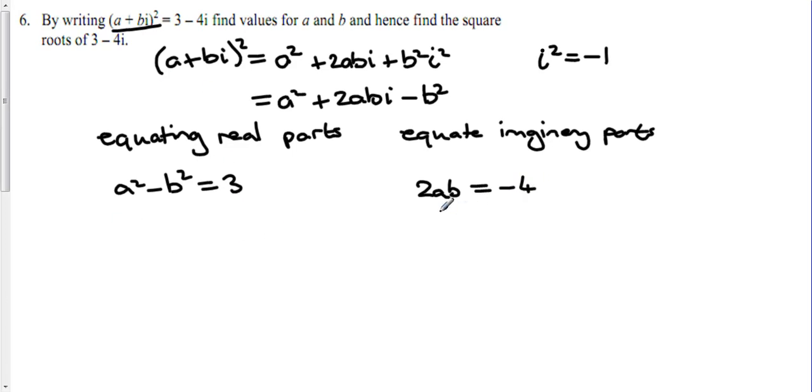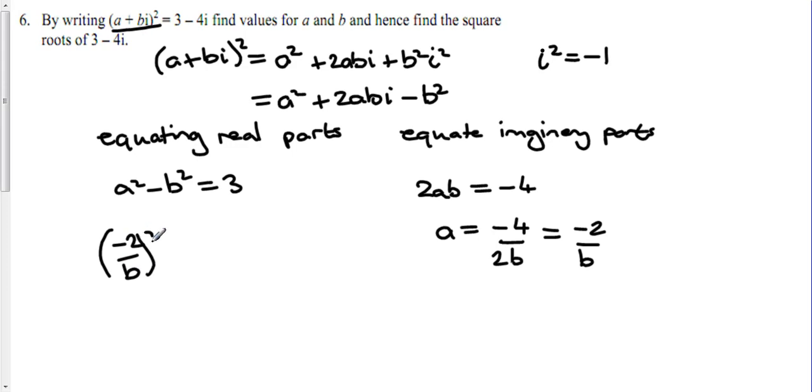First of all, dealing with this, because we've basically got a pair of simultaneous equations now, a is going to be equal to -4 over 2b, which means that's the same as -2 over b. We can now take that and substitute it into the left-hand side over here to give us (-2 over b) squared minus b squared is equal to 3, and this will allow us to try and solve and work out b. Just expanding these brackets, we'll end up with 4 over b squared minus b squared equals 3.